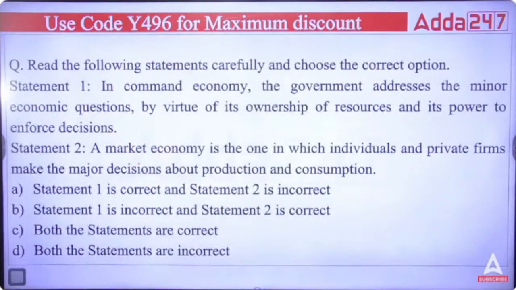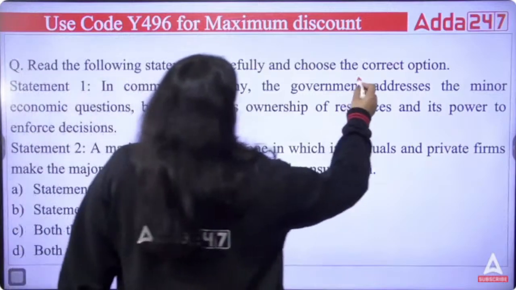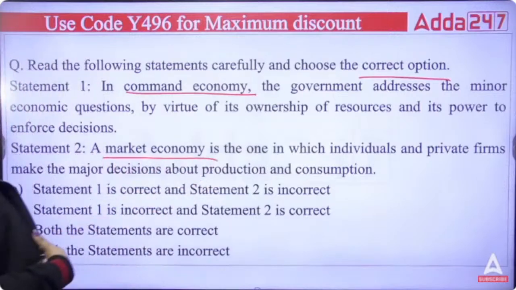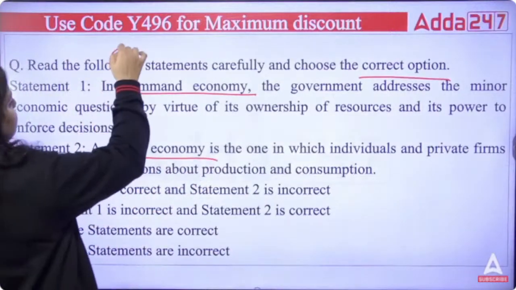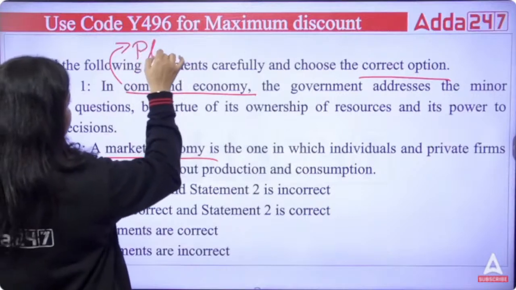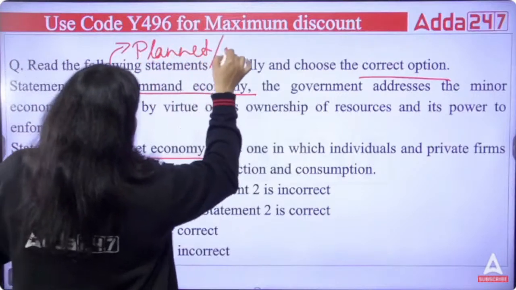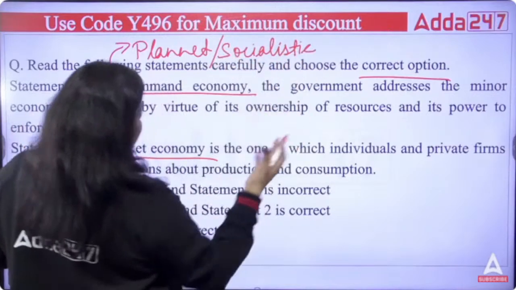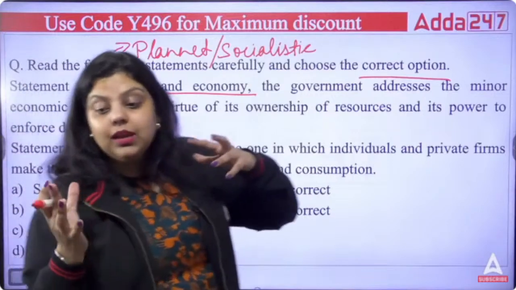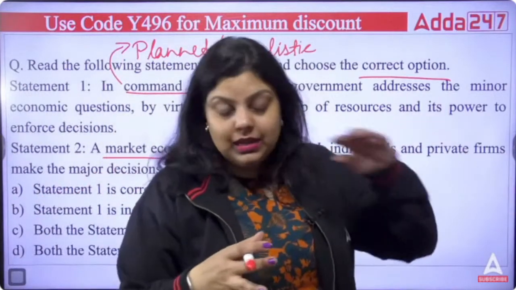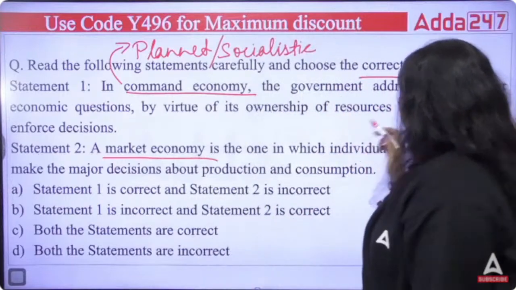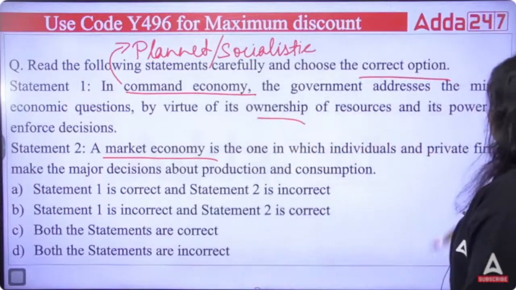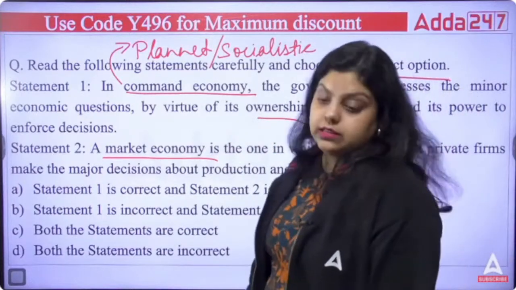Next question. Read the following statement carefully and choose the correct option. First is about the command economy and second is about the market economy. So the command economy has other names: you can call it a planned economy or a socialistic economy. It is the economy in which the major decisions will be taken by the government. Okay. So the first is saying the government addresses the minor economic questions by virtue of its ownership of resources and its power to enforce the decision.